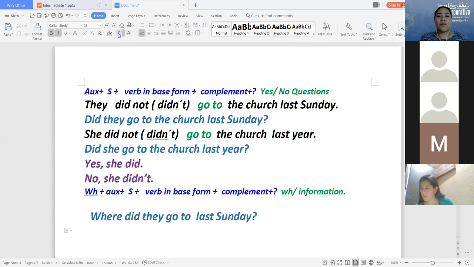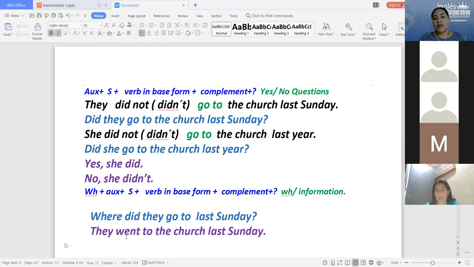So in these ones, we expect a really long answer or a different answer, because we are asking for information. We are expecting that they can give us the information that we are looking for. So we are going to say, they were... And here we have an affirmative sentence for the information questions. So these ones are regarding the formulas, or the way that we are going to structure sentences or statements in simple past tense using did, and as well the verb be, which is was or were. Is there any question regarding this?